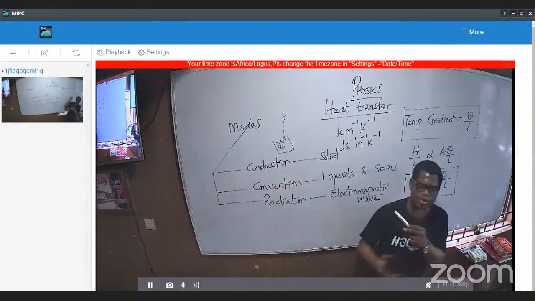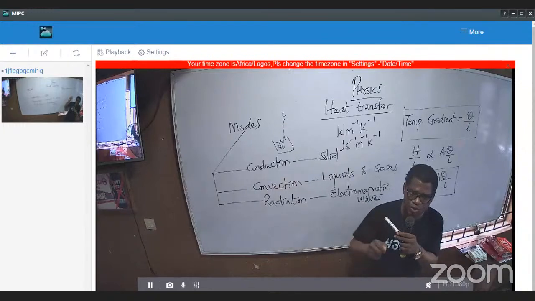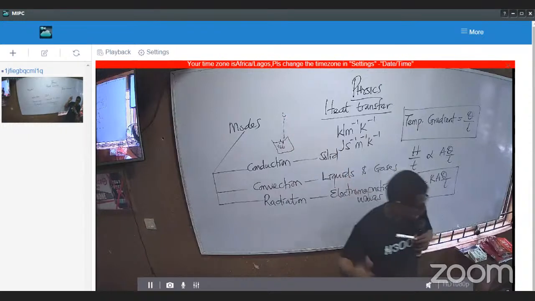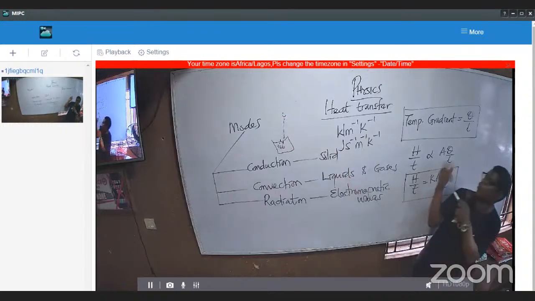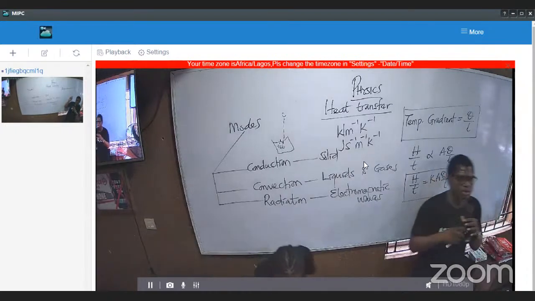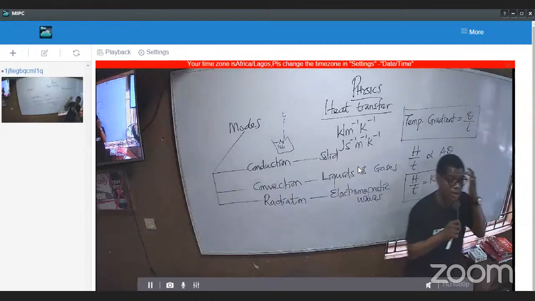Conduction is a slow process, and it is by physical contact. You are touching it, and then the heat moves like that. That's conduction. And this is the formula for the rate of heat energy transfer: K A theta over L, where K is called the thermal conductivity.